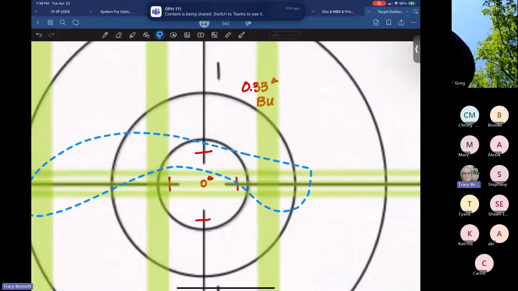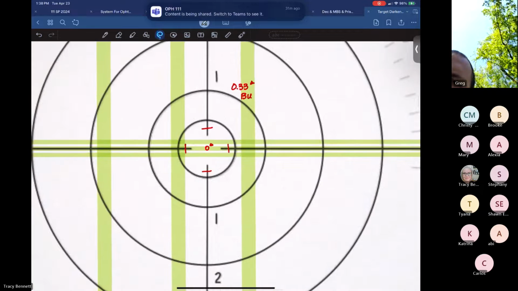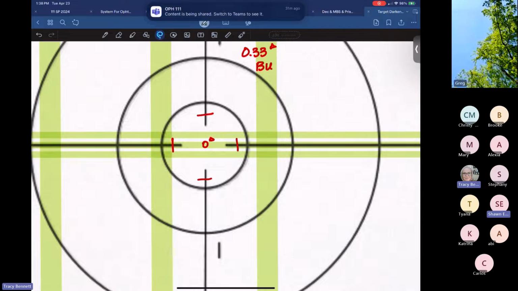What if I'm aligned right here and it's a right eye? So I'm aligned right there. It's a right eye. It's 1 base out. So we got a right eye.